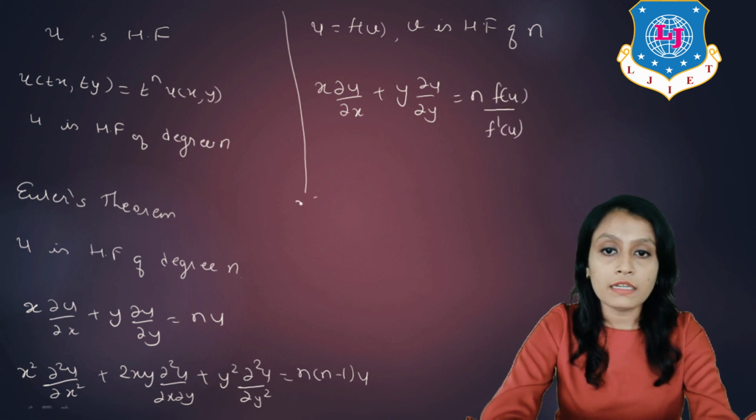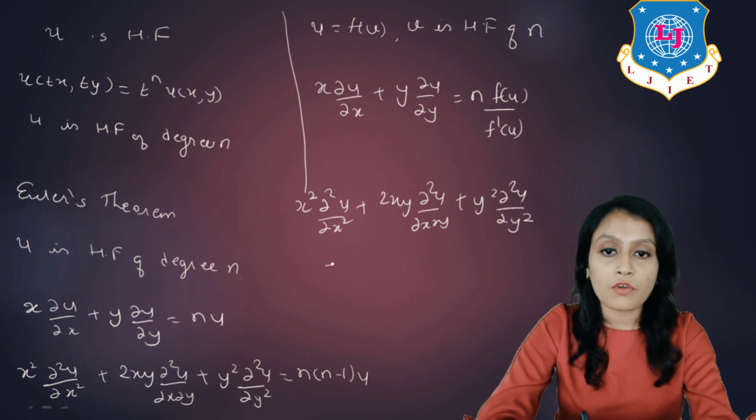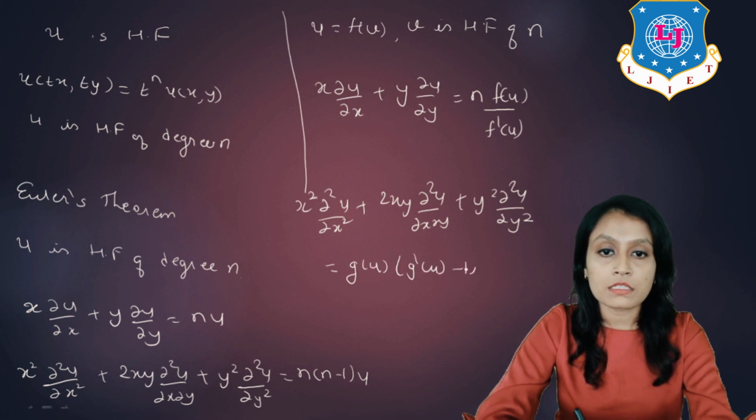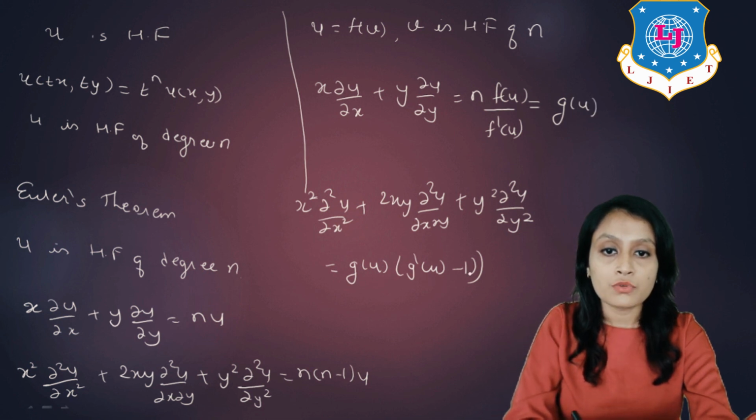Okay, and to find this x square del square u by del x square plus 2xy del square u by del x del y plus y square del square u by del y square, the formula is what? g(u) into g dash u minus 1. Okay, and this n f(u) upon f dash u, this we will take as g(u). We have to just substitute here g(u), g dash u and minus 1, and on simplifying you will get the answer. Okay, so I hope you have understood.